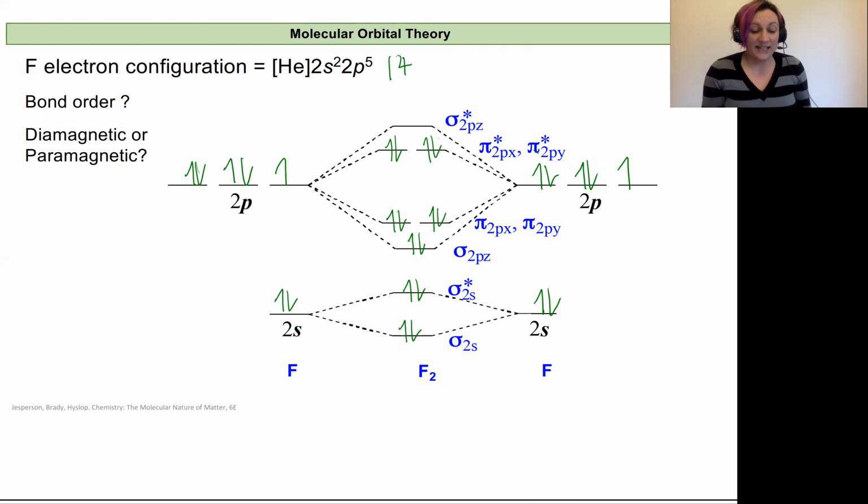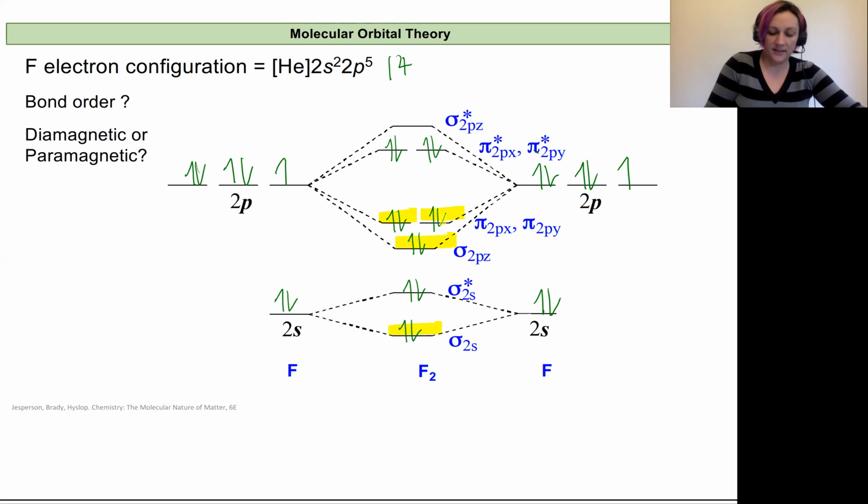All right, so I can calculate the bond order now. My bond order is going to be anything that is in my bonding first. So I've got 1, 2, 3, 4, 5, 6, 7, 8. And then my anti-bonding is 1, 2, 3, 4, 5, 6, divided by 2. So that's going to give me a bond order of 1. So this will form a bond. It'll form a single bond.